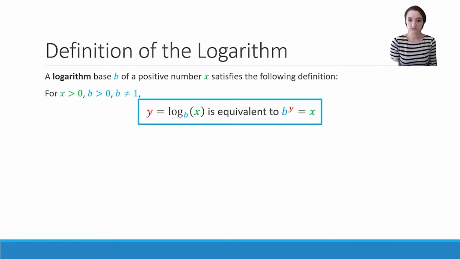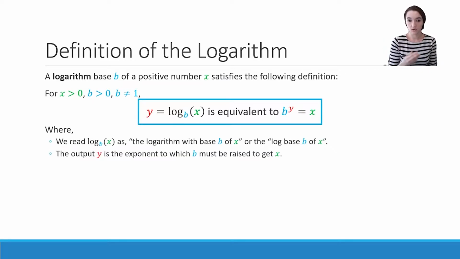For x greater than 0, b greater than 0, and b not equal to 1, y equals log base b of x is basically the same thing as saying b to the y equals x. So this is a relationship between the concept of a logarithm and an exponential. These two functions are inverses of each other, so they have this property where you can switch their x and y and solve, and so the log becomes the inverse of the exponential, as long as the bases are the same.